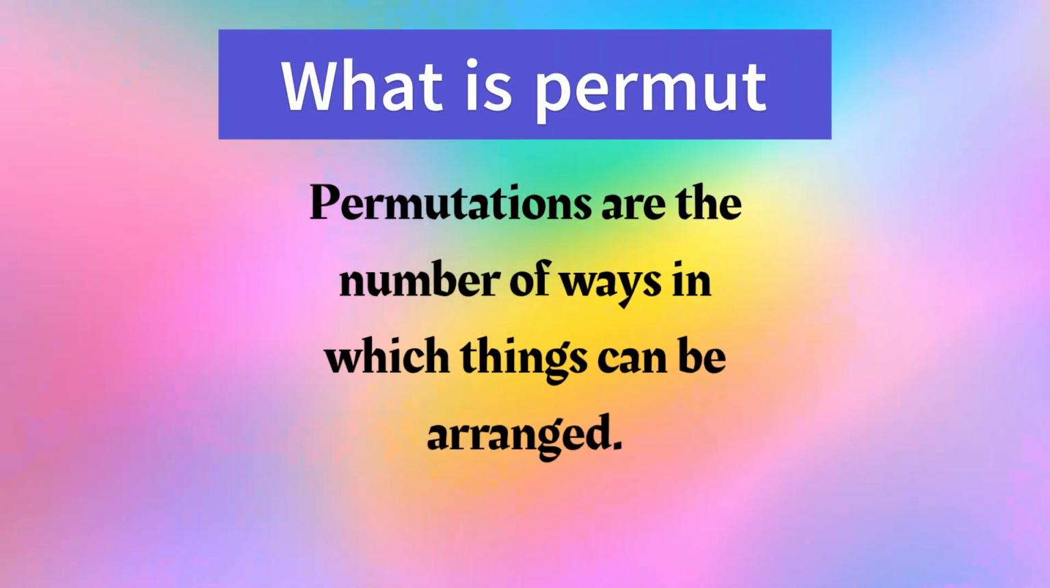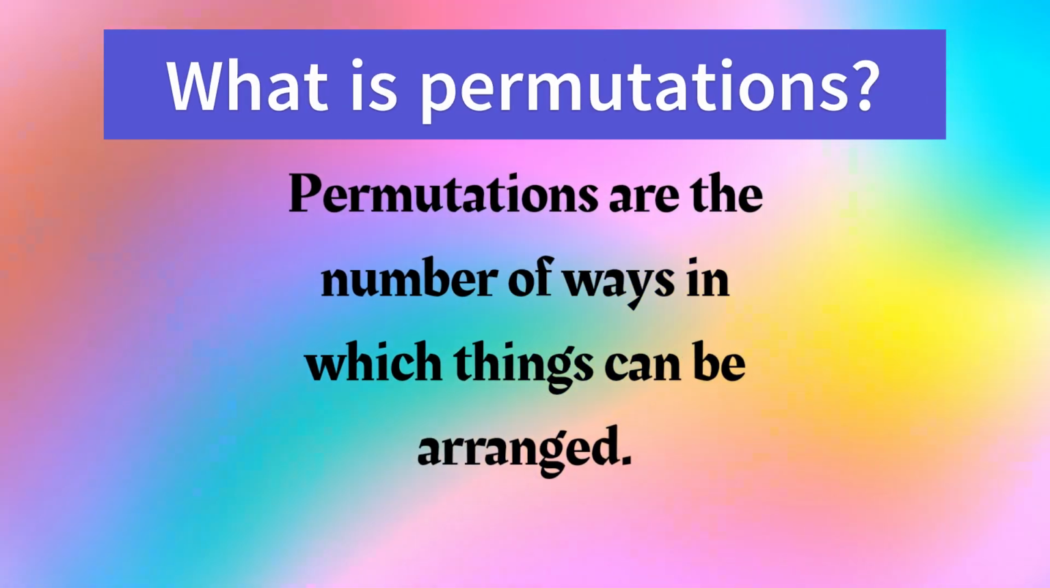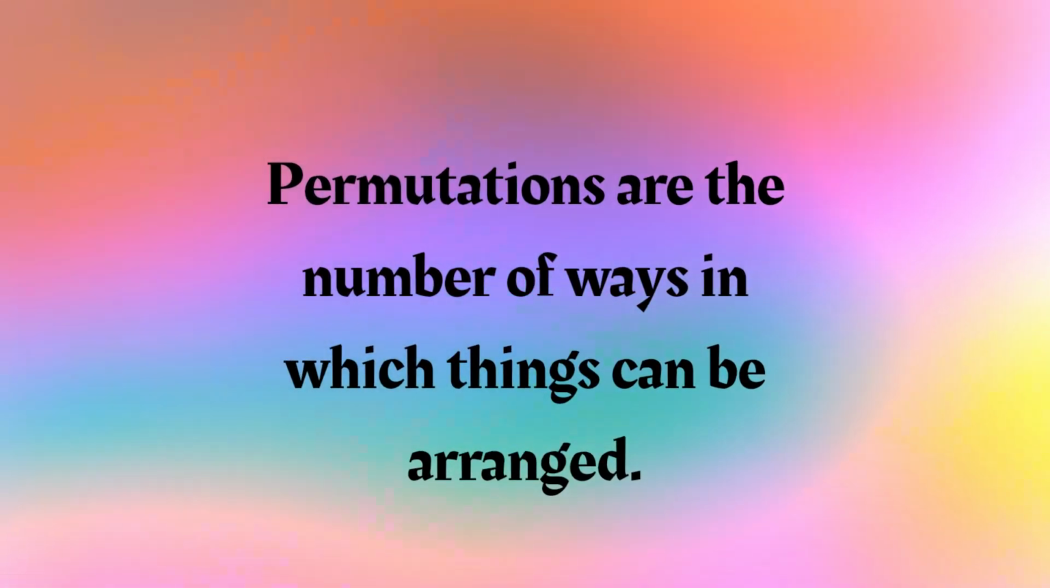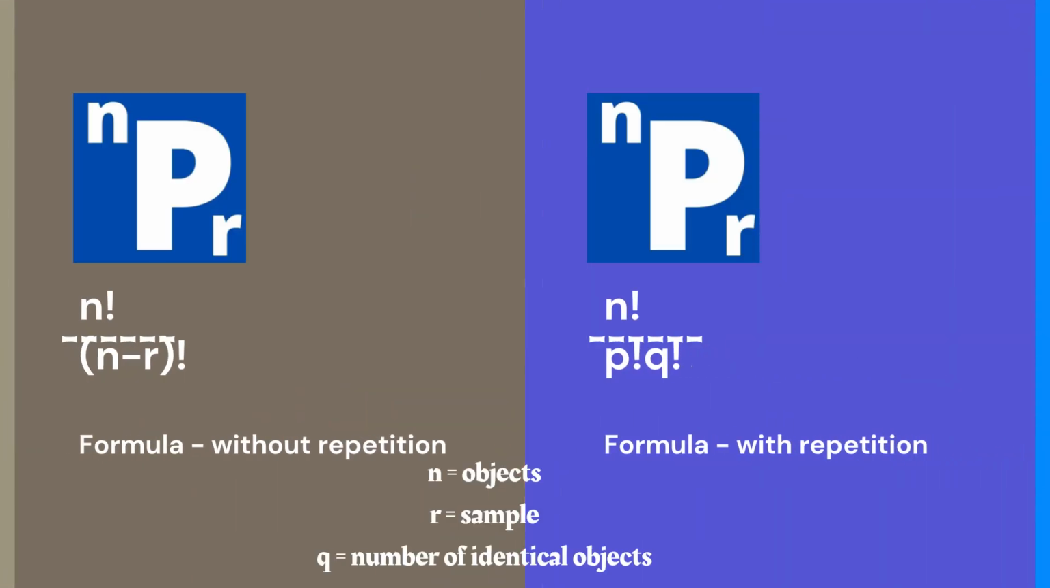Now let's talk about permutations. Permutations are the number of ways in which things can be arranged. The formula for permutations without repetition is n factorial over n minus r factorial, and the formula for permutations with repetition is n factorial over p factorial and q factorial.